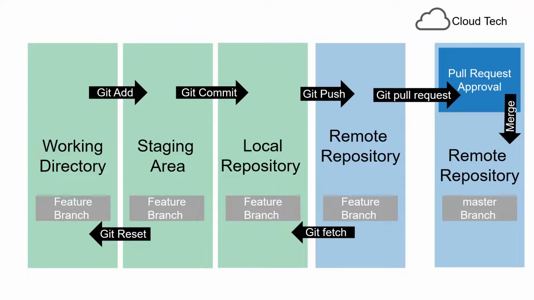So far we have created a future branch in our remote repository, and we have fetched it into our local repository with the git fetch command, and we have moved our file from the working directory into the staging area using the command git add. Then we have committed our changes to our local repository of the future branch. Then we have pushed our changes from the local repository into the remote repository.